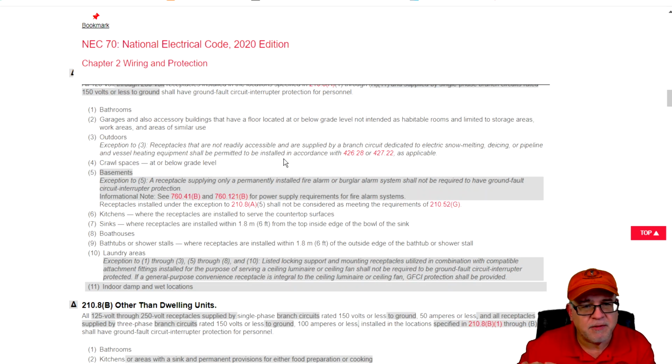And that is very specific to those types of receptacles. Any other receptacle outside falls into the scope of the range we're talking about here. It's going to be GFCI protected.